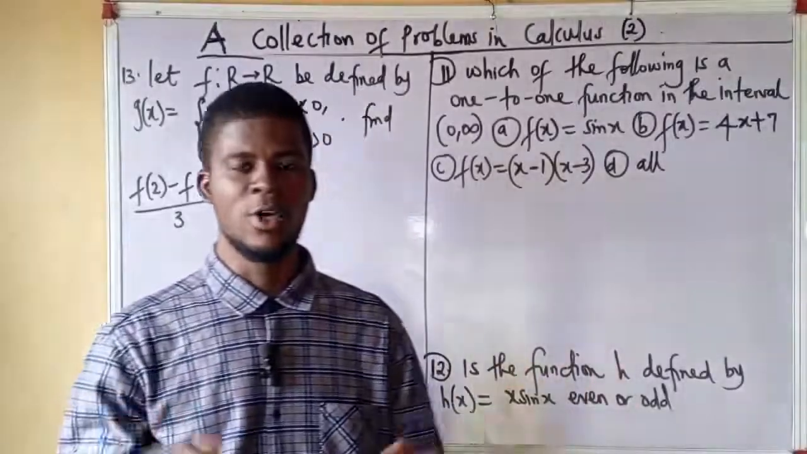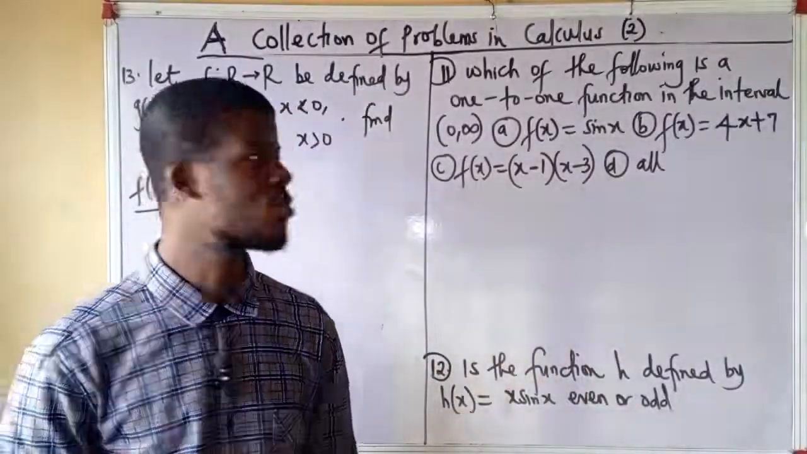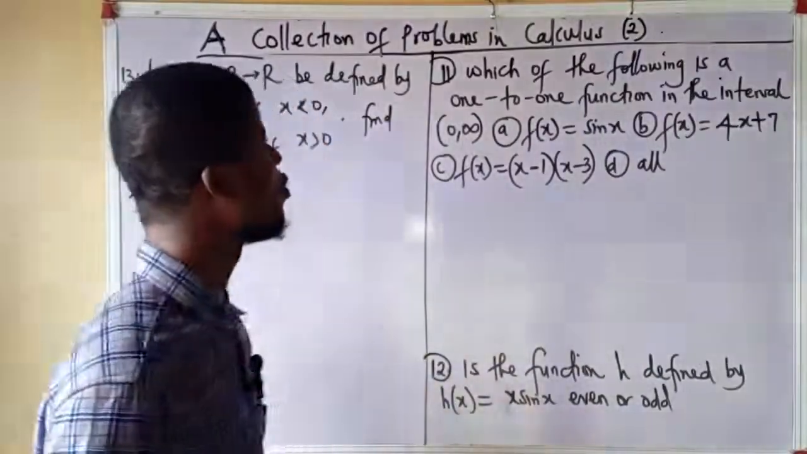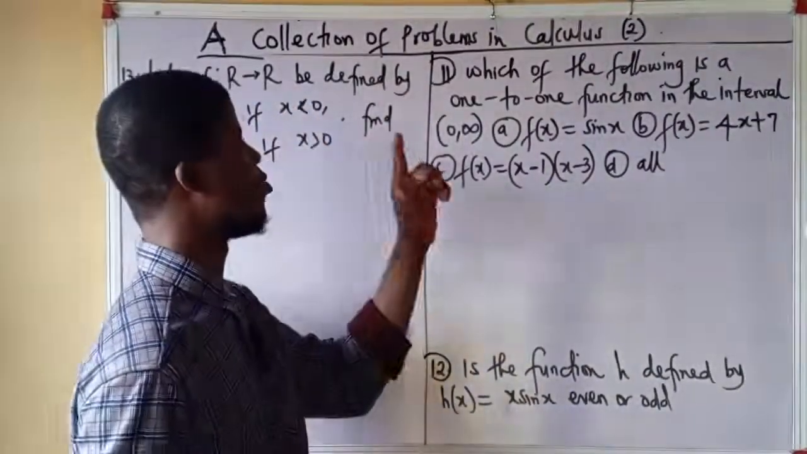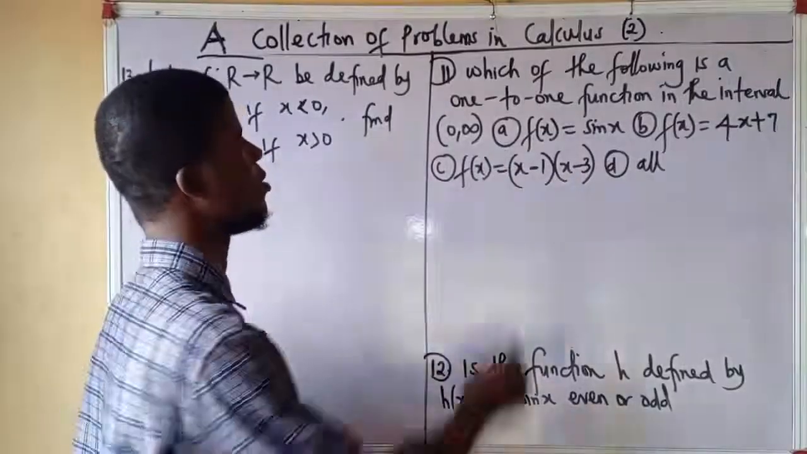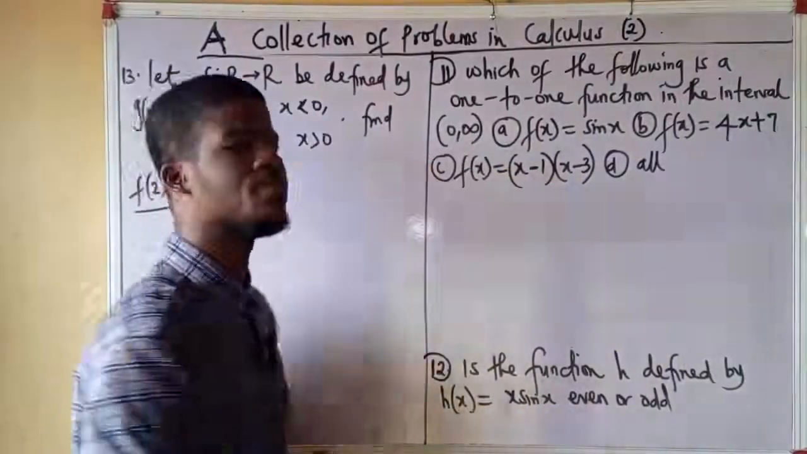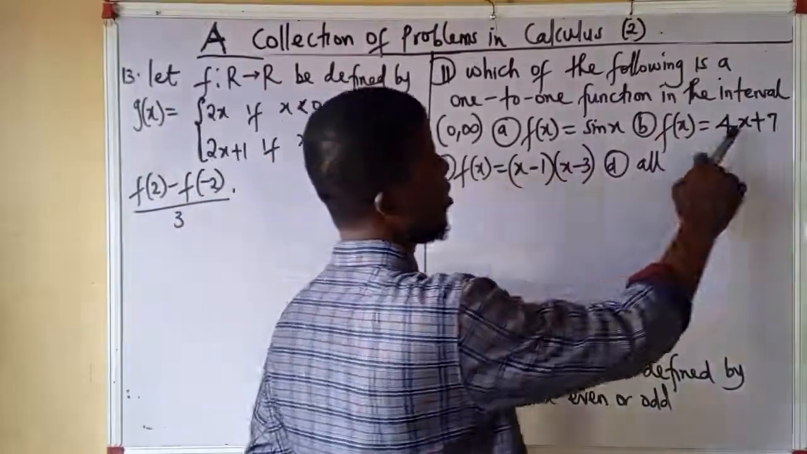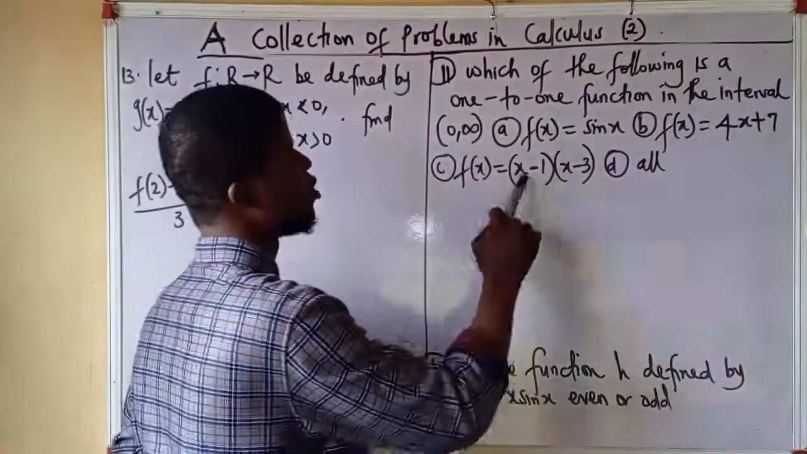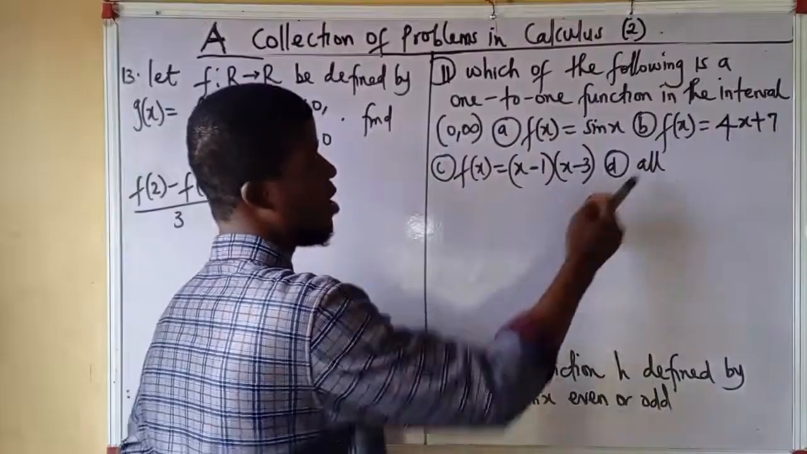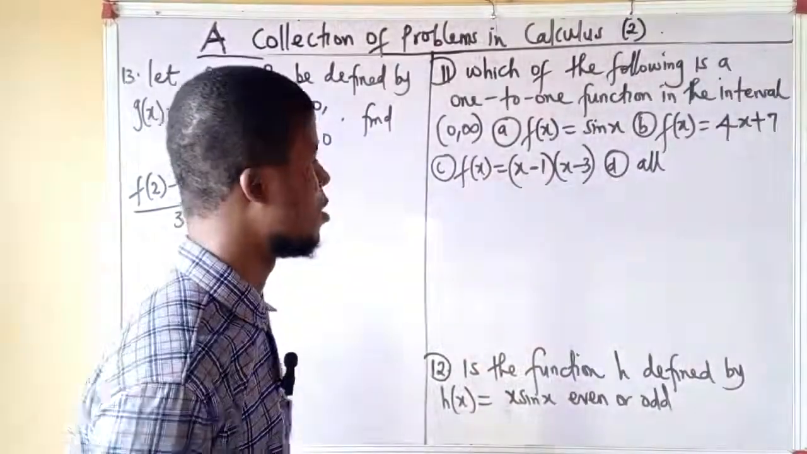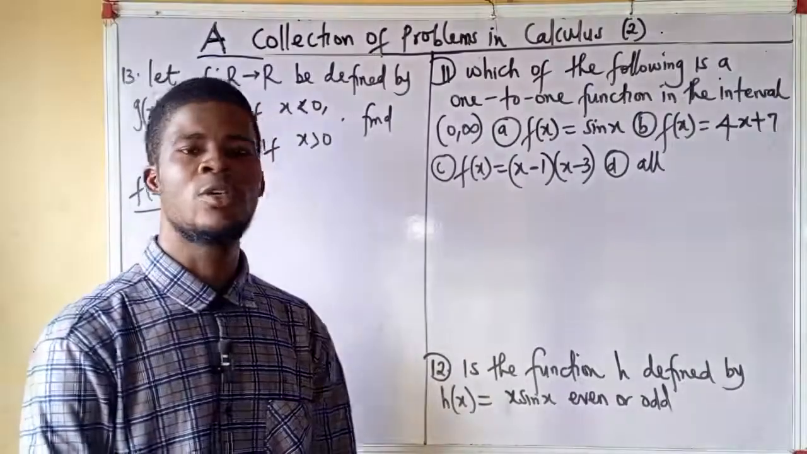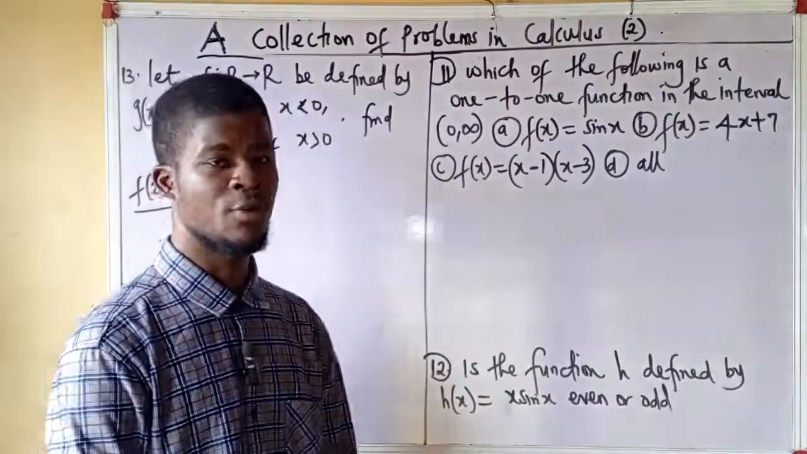Still in the series of a collection of problems in calculus, question 11, let's continue. Which of the following is a one-to-one function in the interval from 0 to infinity? And we are given the options: sine x, 4x plus 7, x minus 1 times x minus 3, and all of the above. Alright. A one-to-one function is also called an injective function.